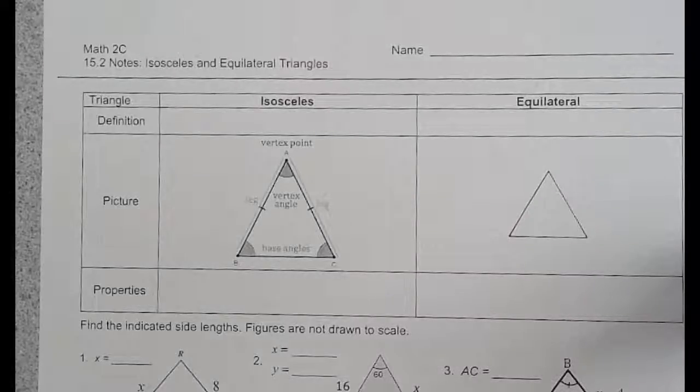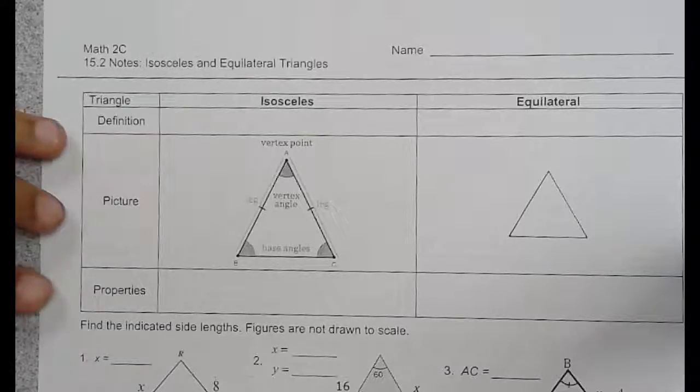Okay, we're going to go over the 15.2 and 15.3 notes today. First of all, these are all about triangles, special types of triangles. So we have two different types of triangles here.